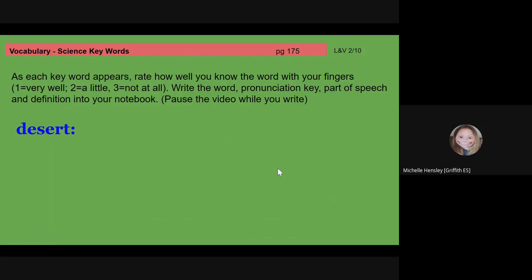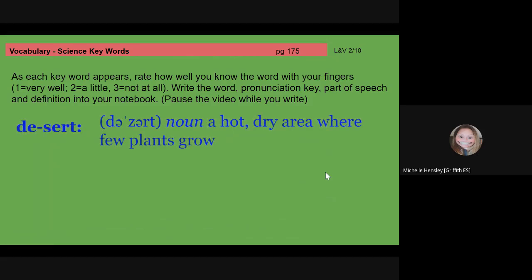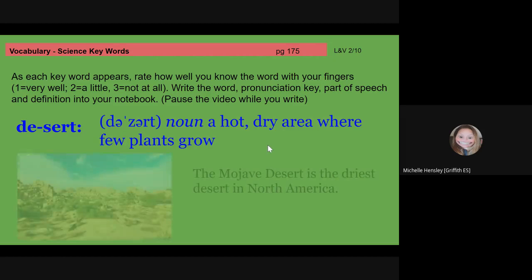Desert. How well do you know it? Desert, 2 syllables, desert, a desert. And you can see we're using the pronunciation key. It's got the little apostrophe to show that zert is the emphasized syllable, is a noun, and it means a hot, dry area where few plants grow. So a desert is a noun, and it means a hot, dry area where few plants grow.